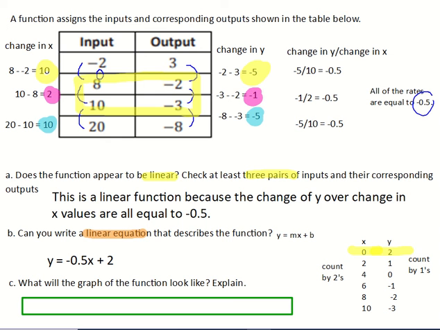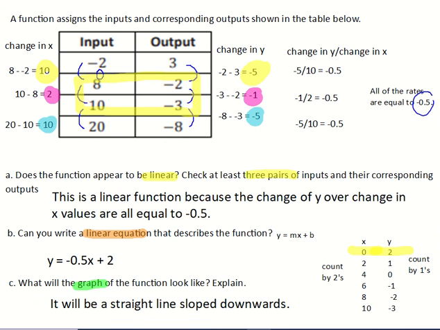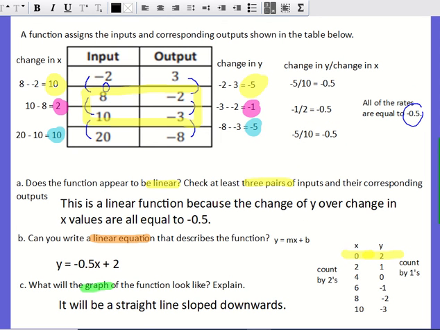Part C. It says, what will the graph of the function look like? Explain. Well, this is a linear function. Since it's a linear function, the graph will be a line. So we could say the following. It will be a straight line sloped downwards. And again, this is because it's a linear function. Linear functions are lines. Their graphs will be lines. And that's it. I'm going to stop recording.